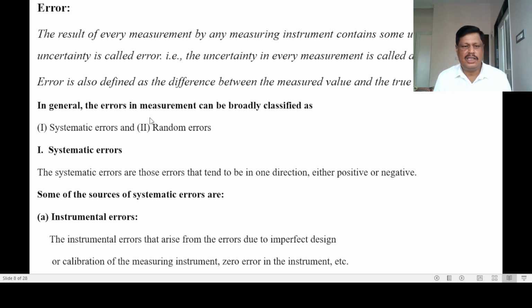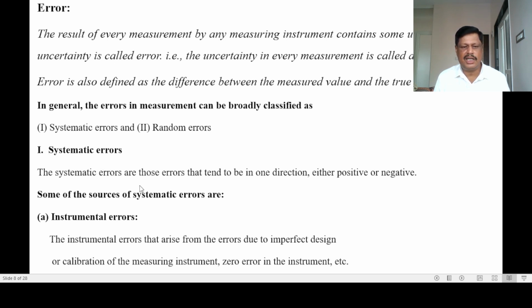In general, the errors in measurement can be broadly classified as two types. First one, systematic error, and the second one is random errors. We are going to study each one in detail. So what are systematic errors?